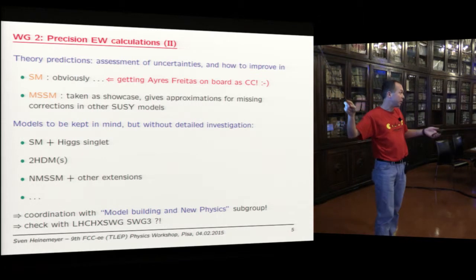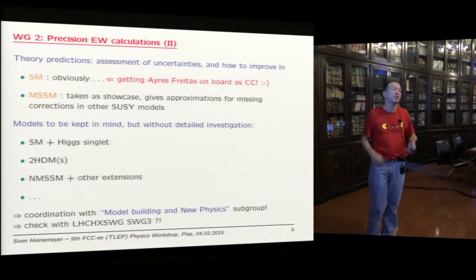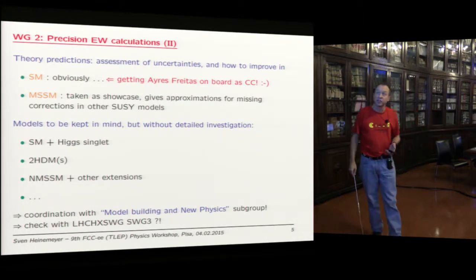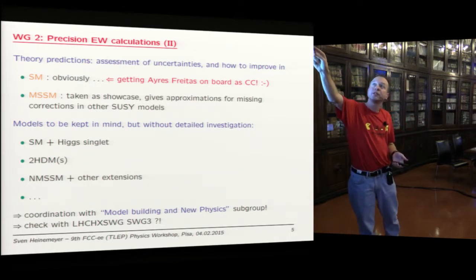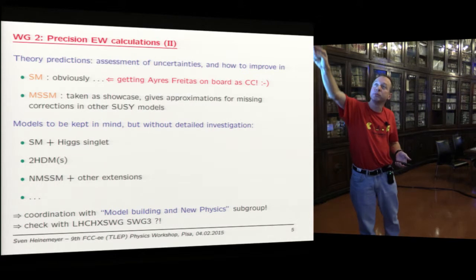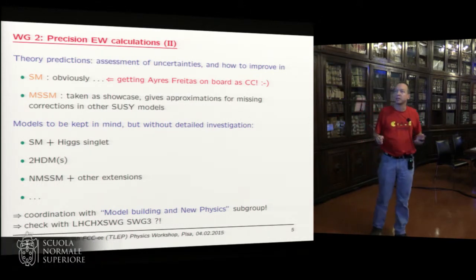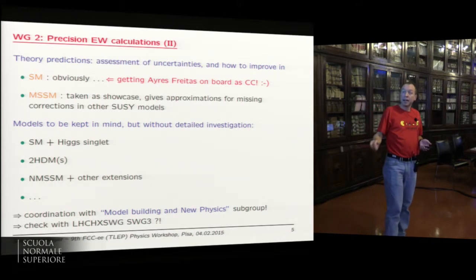If somebody wants to provide input, for example, we have talks in the second part of the afternoon about composite Higgs models. So if somebody wants to tell us, look here, we get this precision, this is certainly interesting, and we will take this into account. But we will focus on this one and on supersymmetry, the MSSM, and then see what else might come in, but these two are certainly the main focus.